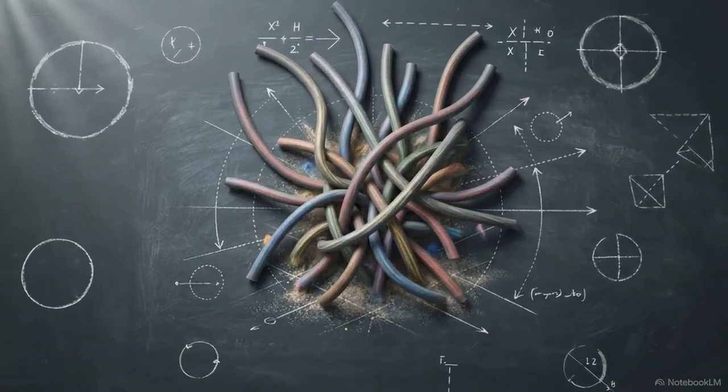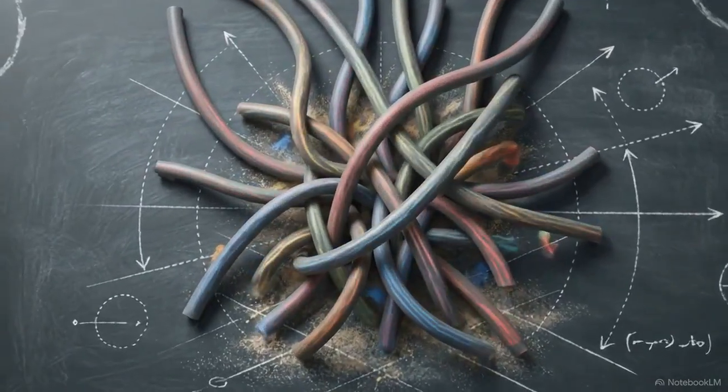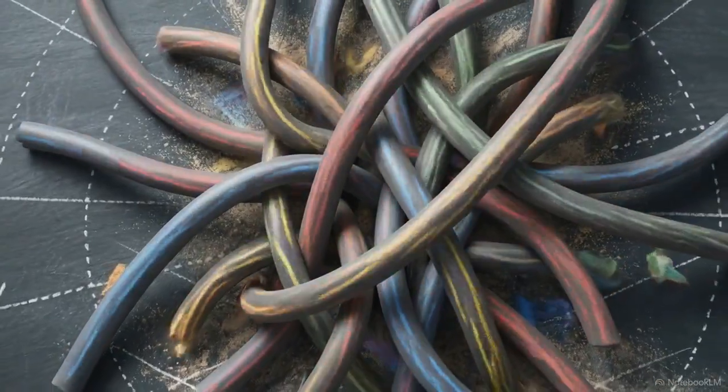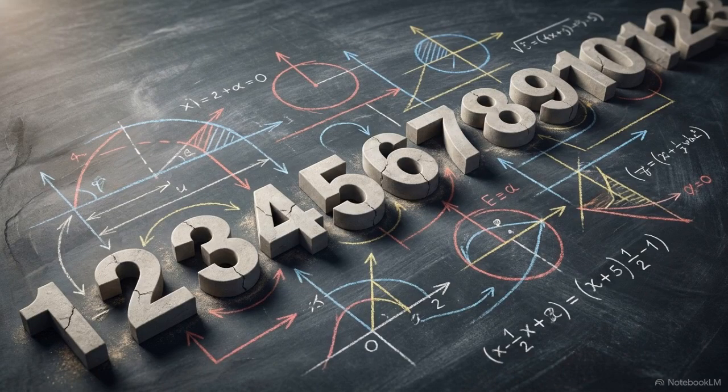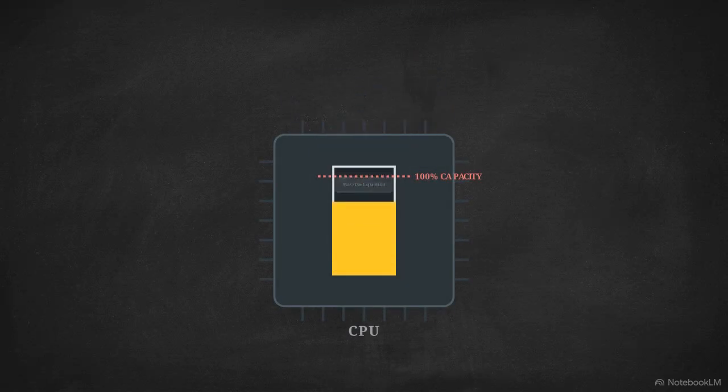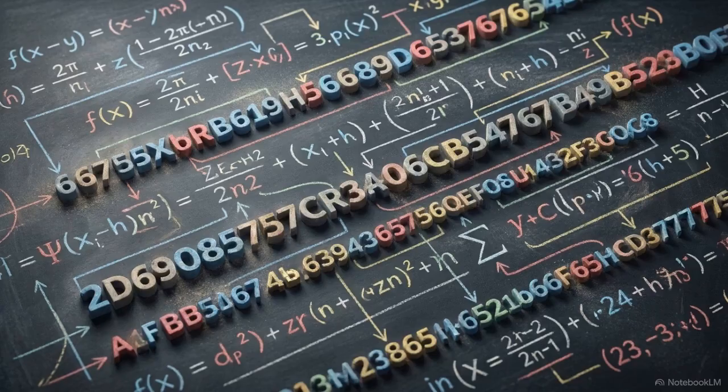Every time you log into your bank account, your data is protected by RSA encryption, a system that relies on numbers so large they stretch the limits of human comprehension. There is a practical ceiling to how fast a processor can crunch data. Calculating these massive numbers directly as single monolithic equations is highly inefficient.